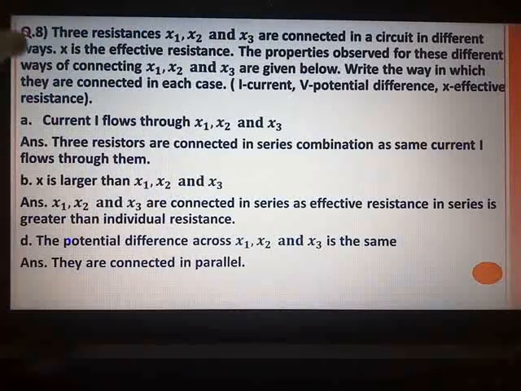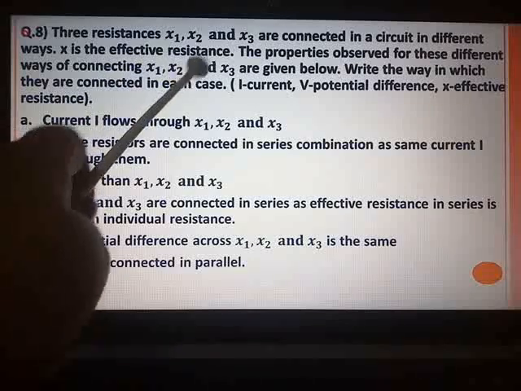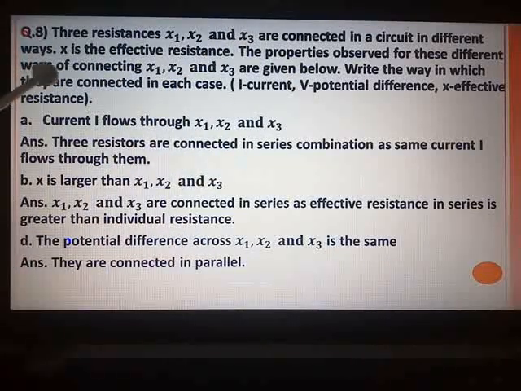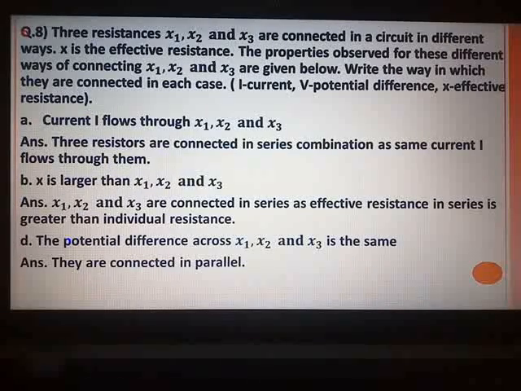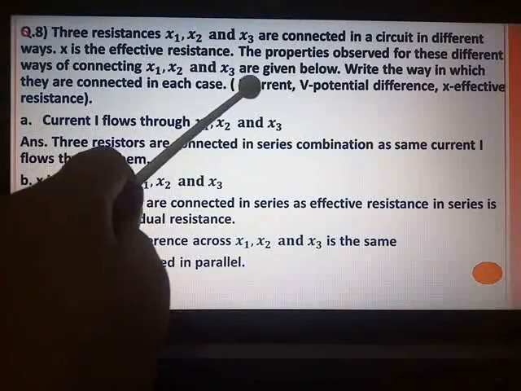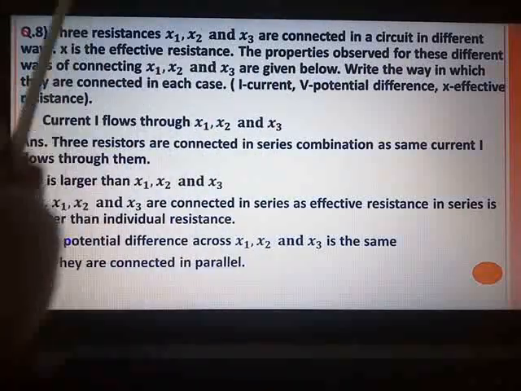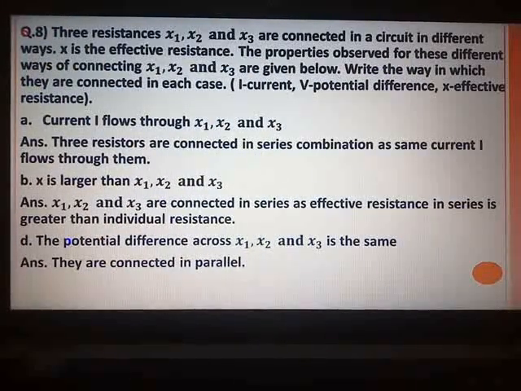The properties observed for these different ways of connecting are given below. Write the way in which they are connected. You know 2 types of connections are there, series and parallel. Looking at the property which is given, you have to find which way they are connected. I is current, V is the potential difference and X is the effective resistance.